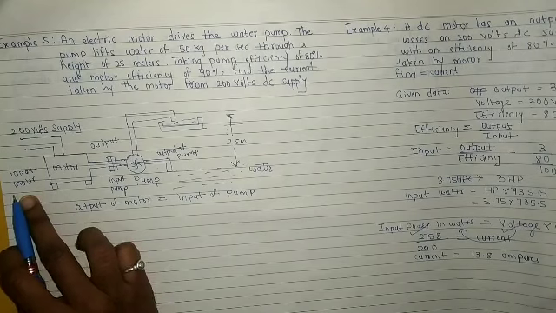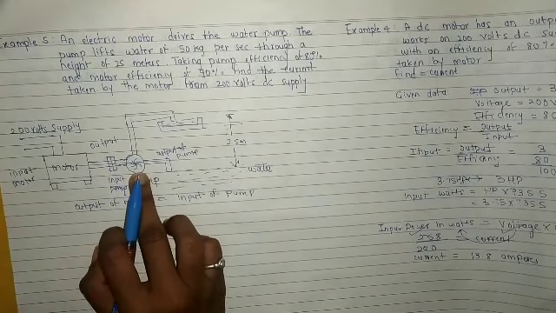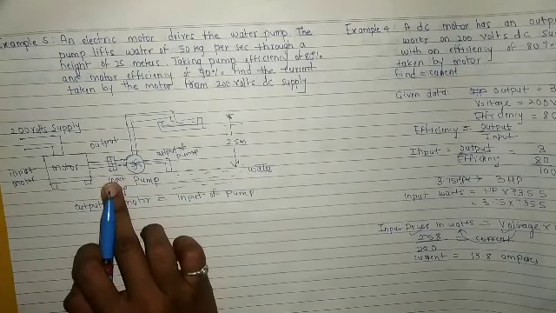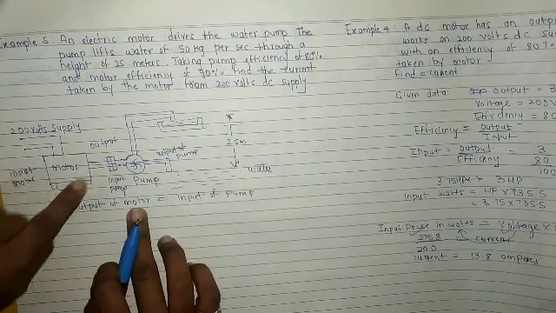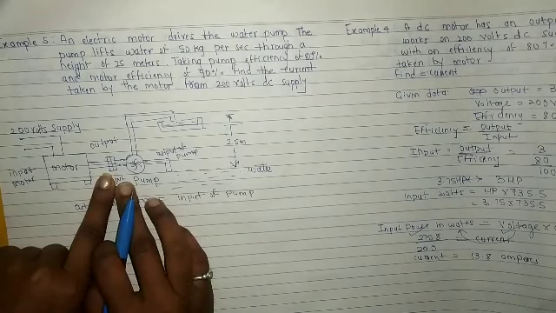So this is the input of the motor, this is the output of the motor, and this is the pump. This is the input of the pump and this is the output of the pump. Output of motor is equal to input of pump.